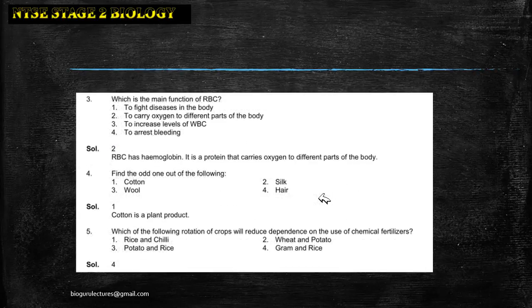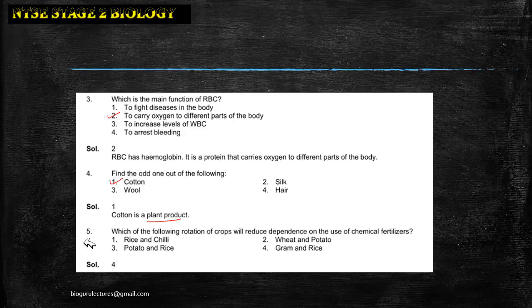So let's move to the next question, question 3. Which is the main function of RBC? The main function of RBC is to carry O2 to different parts of the body. Fighting diseases is WBC's work, and increasing levels of WBC, no. To arrest bleeding is also not the function of RBC. Next, question 4. Find the odd one out of the following. Silk, wool, hair, all of them are protein based products, and cotton. So here they told it's about plant. Of course, even it could be the right one.